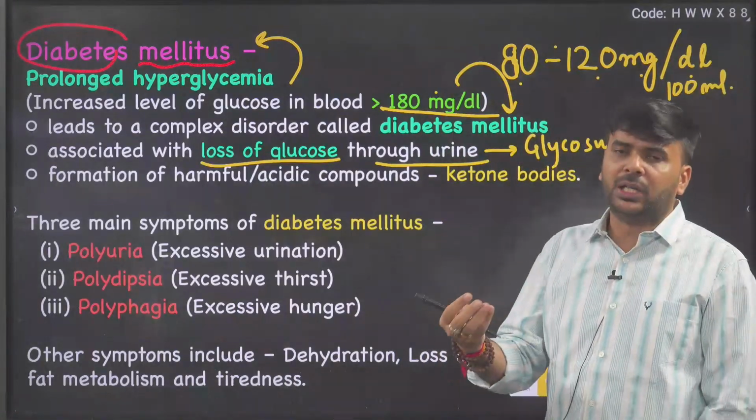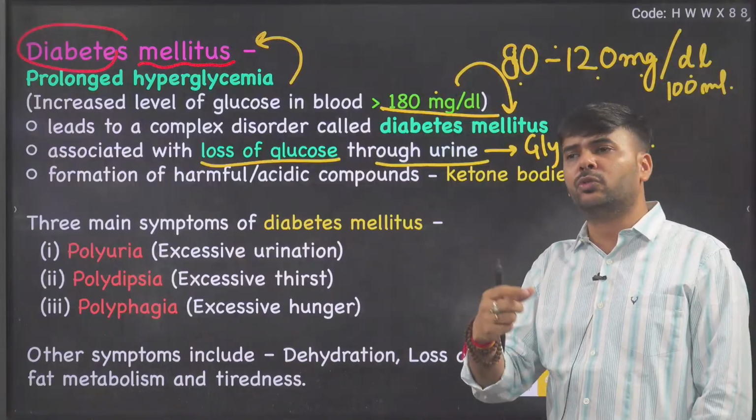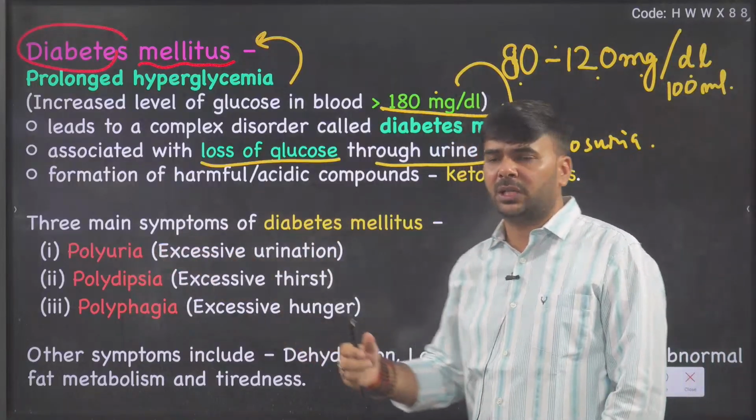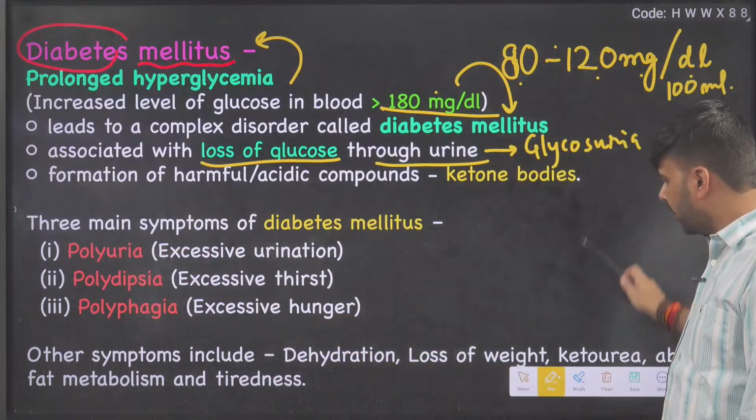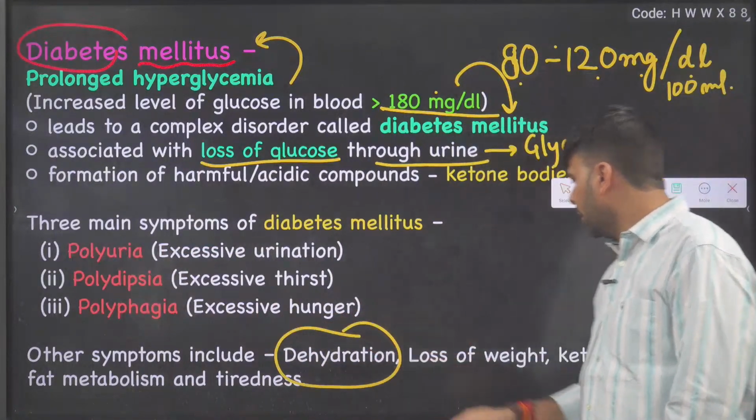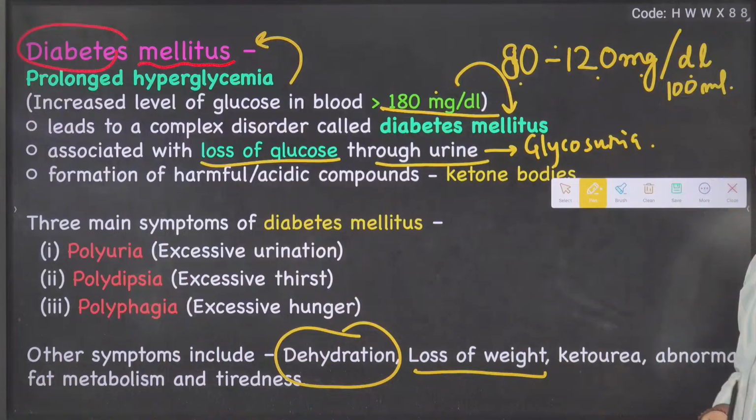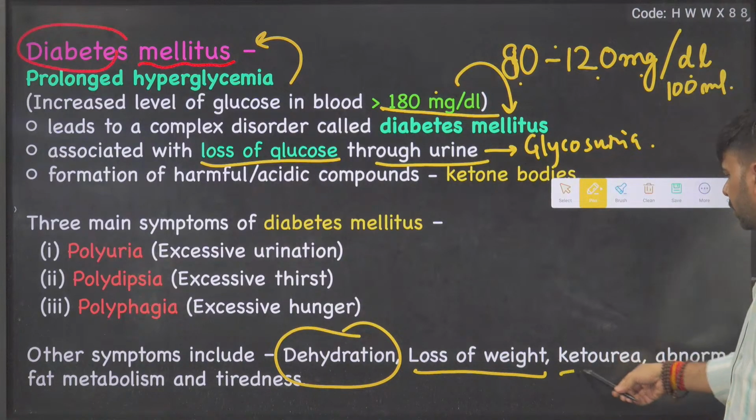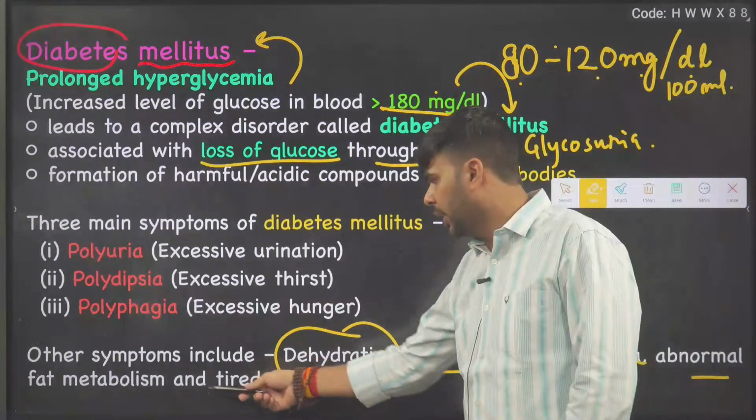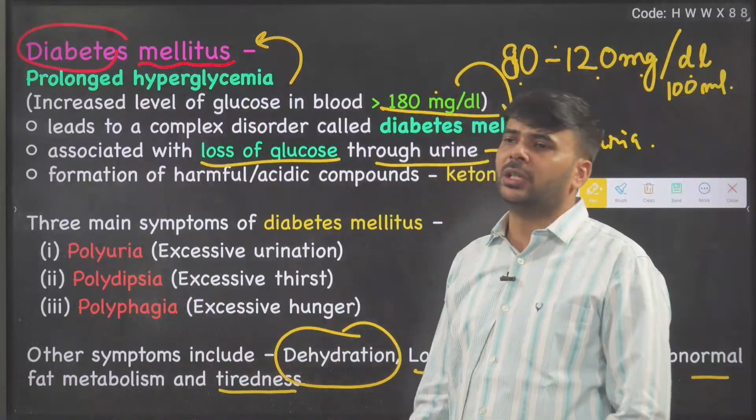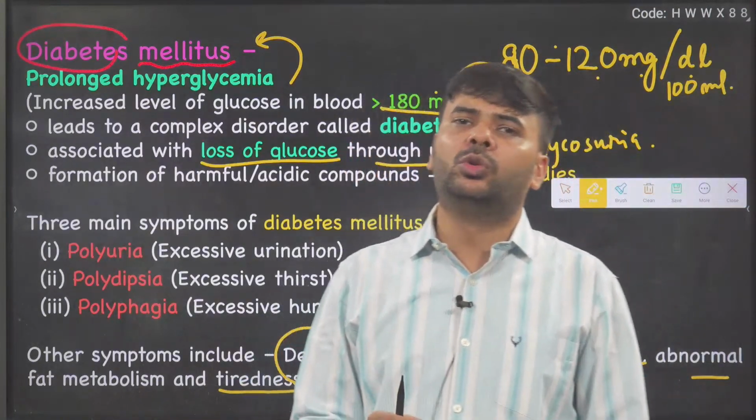Even after they have taken a meal, they will still feel hungry. Sometimes they will face dehydration, water loss, and loss of body weight, ketonuria, abnormal metabolism and tiredness. Ketonuria is ketone in urine.